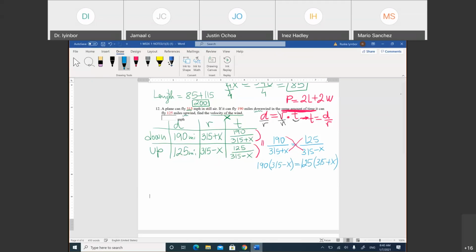Okay? And then we're going to do the parentheses. We're going to multiply 190 times this, 190 times this, and 125 times both of those. And you're going to get x by itself. After I find x, that's my answer. That's the velocity of the wind. Okay? So let's do the parentheses. We multiply 190 times 350. I'm using the calculator on my phone, so it's going to be 59,850.